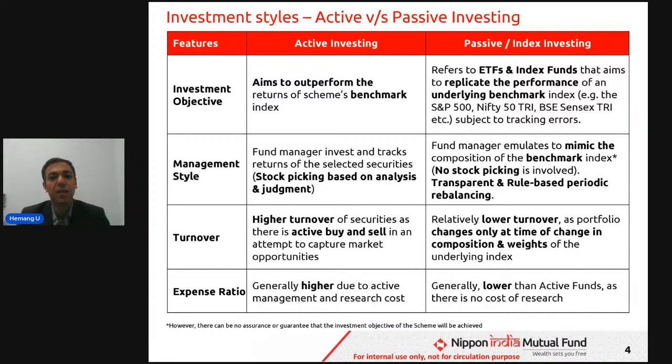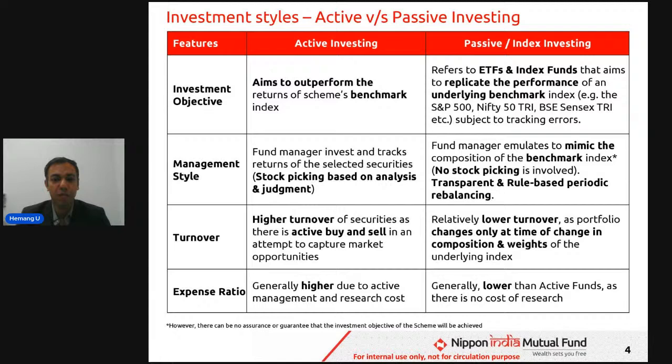Whereas in a passive fund, the ETF or index fund would try to replicate the performance of the underlying index and not outperform it, right? The management styles, like I said, are also different. In the case of an active fund, the fund manager, based on his judgment and expertise, would pick stocks or sectors as he feels right during a particular time, and would invest in those stocks that would form part of his fund.